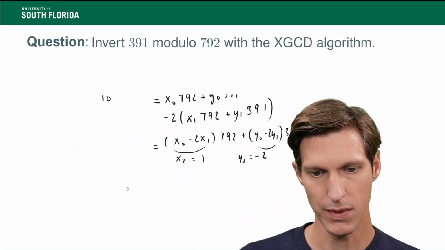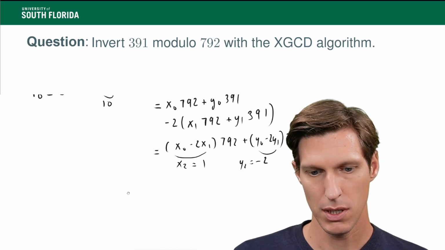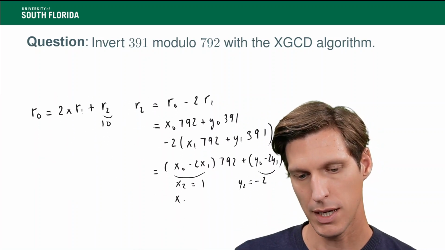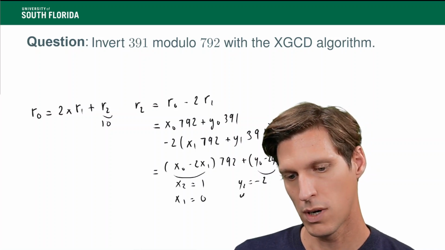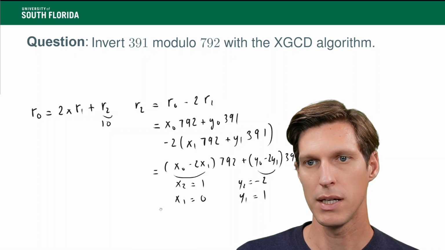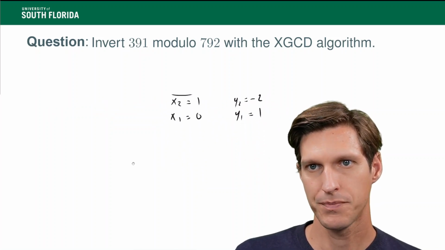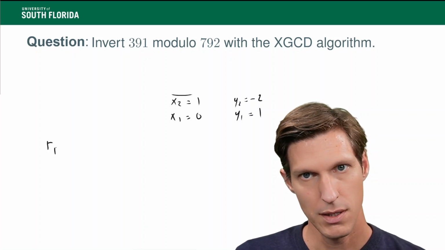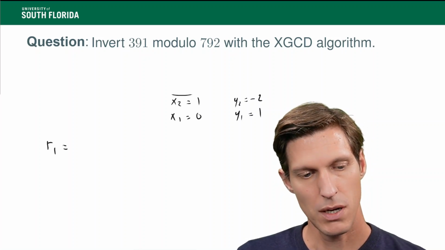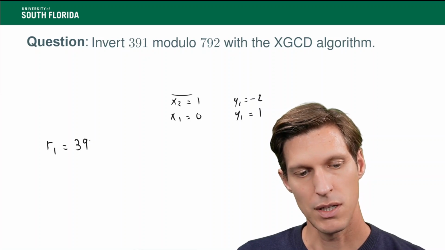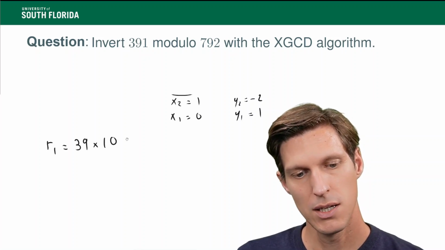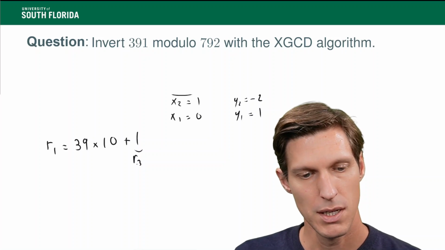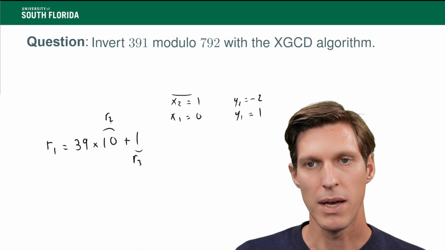So now I need to remember here that x1 equals 0 and y1 equals 1. Okay, that's all we need to remember at each step. So let's just remember that. And now we divide R1 by R0. So R1, which is 391, breaks down, in the integer division, as 39 times 10 plus 1, okay? And this is R3. So R1 is a quotient times R2 plus the remainder R3.